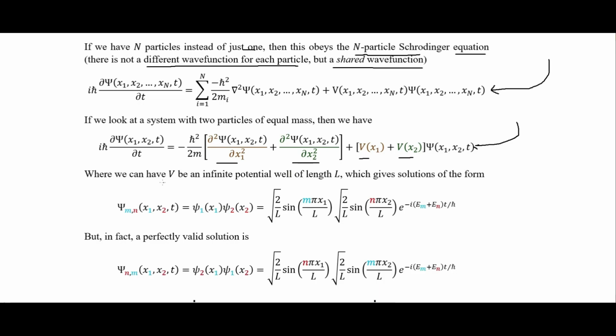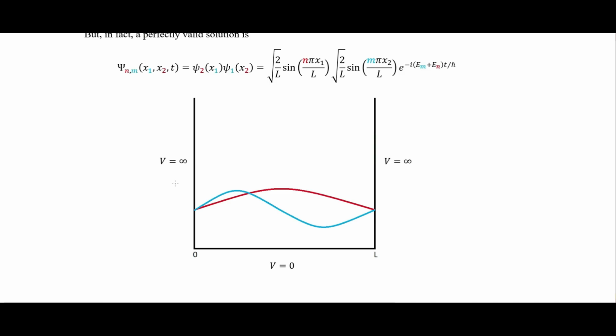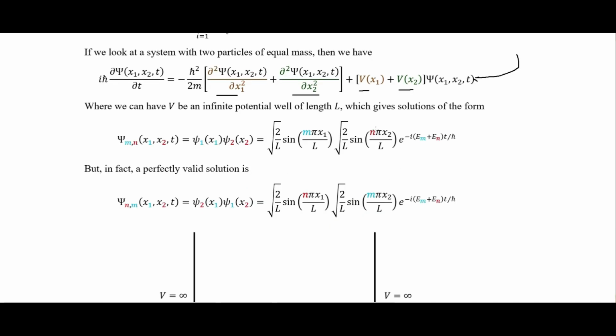And so we can have our V be an infinite potential well of length L, and that will look something like this, where from 0 to L the potential is 0, and everywhere else it is infinity. And that will give us a solution that looks like this. So in the 1D solution to the Schrodinger equation, that is this particle times this particle, so it's this wave function times this wave function, and this is just the time dependence right here.